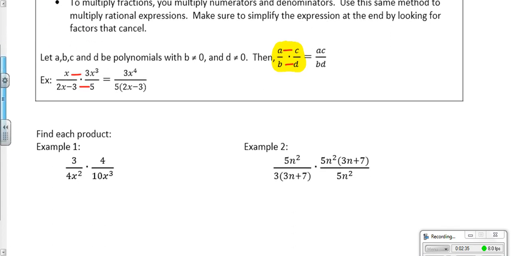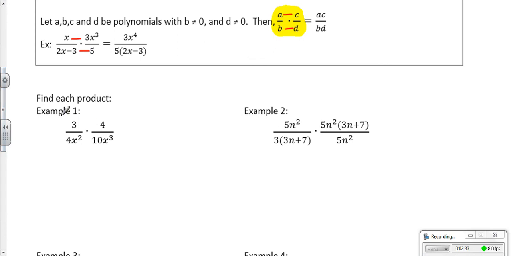So let's take a look at some examples. Here we have a multiplication of two rational expressions. So what does that mean? It means we multiply. We'll multiply top times top, and we get 12. Bottom times bottom, and we get 40. X, so here's your rules of exponents. We're multiplying bases, so the exponents get added. X to the fifth.